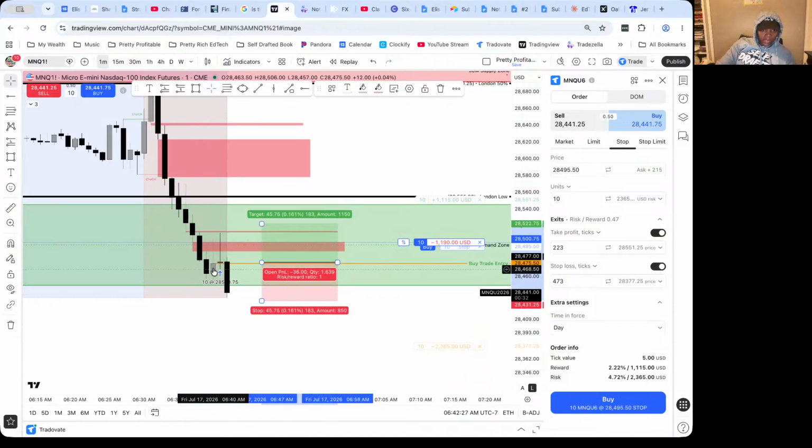So I looked at that as a rejection candle, but I could have been a little bit more patient because I wanted to get into a trade. You feel me? Like, and now I gotta wait to see how this candle closes.